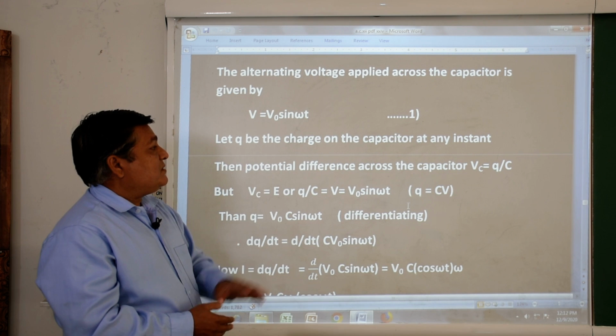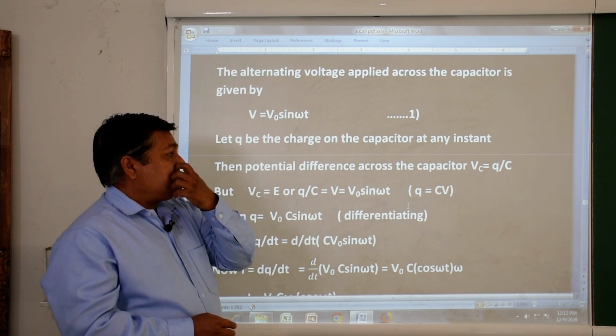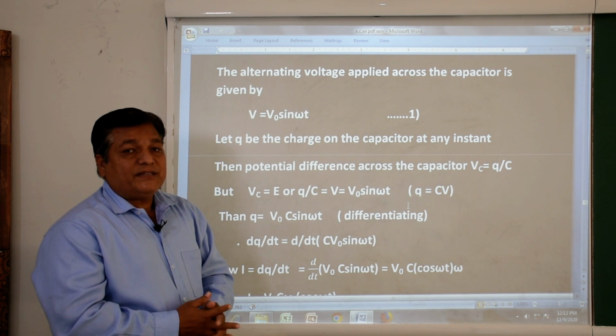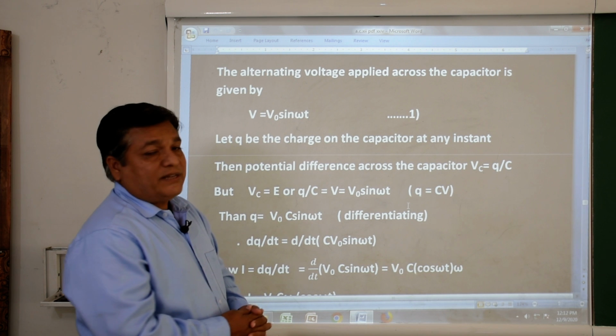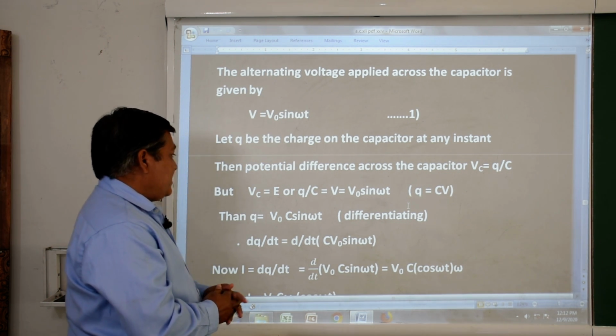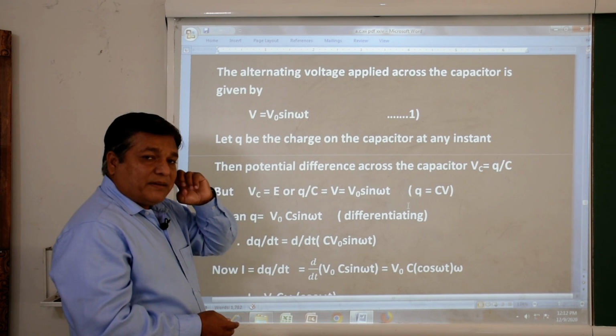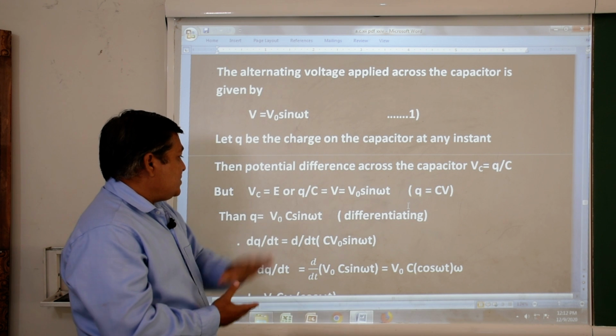Let Q be the charge on the capacitor at any instant. Then the potential difference across the capacitor is V equal to Q by C, because the charge Q is equal to C into V, and capacitance is also considered like this. C is the capacitance, Q is the charge, and V is the potential difference. Q is equal to CV.